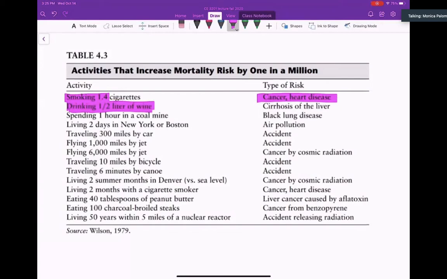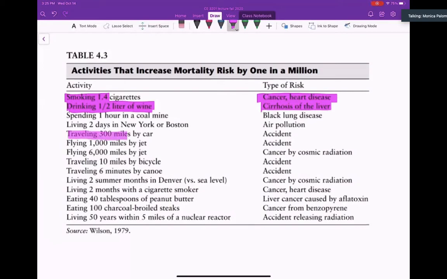I have read many articles that wine is good for you, and now I hear that there is a chance of cirrhosis of the liver. So everything that we do can lead to something that could be negative for your health. It could be acute if it is a lot, it could be chronic with time. We need to have a conscious decision of what we are doing.